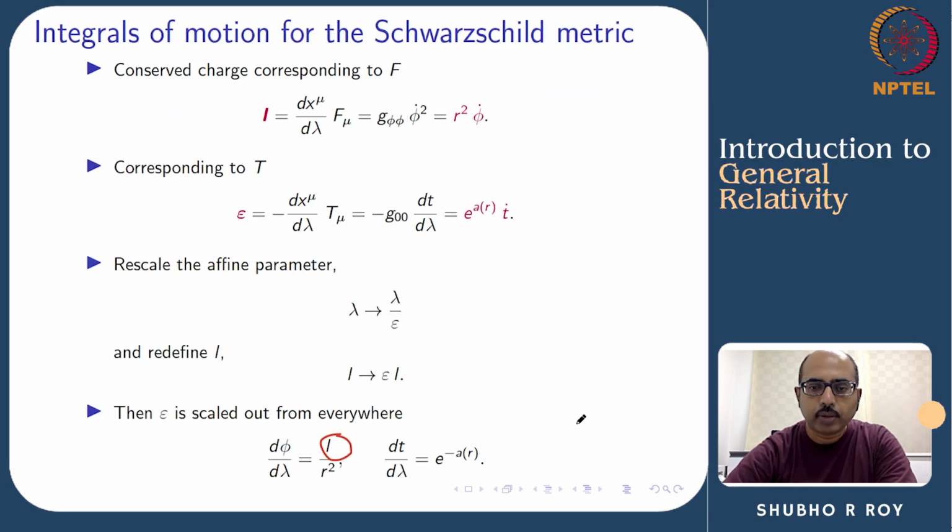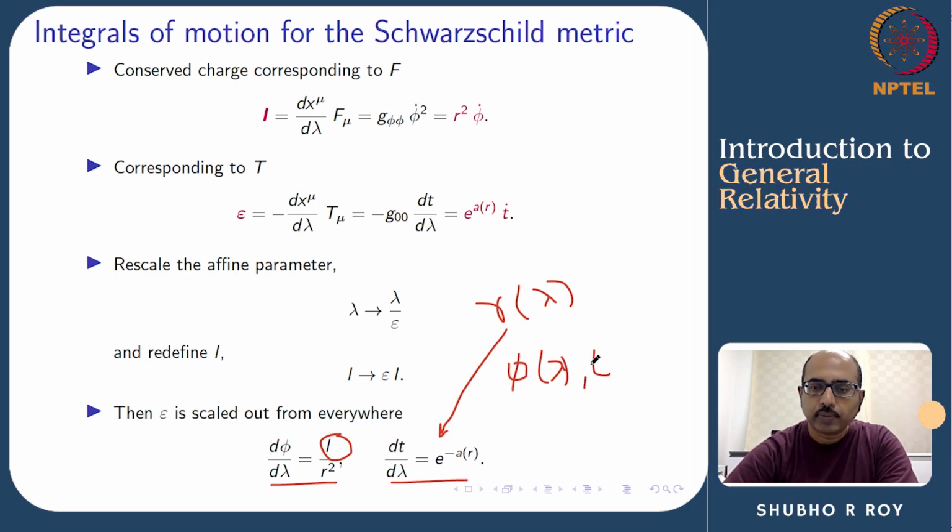Okay, so before I go to the next slide, I would like to remind you that these equations are first order ordinary differential equations and can be readily integrated provided we know R as a function of lambda. If R as a function of lambda is known, these equations can be solved to give you phi as a function of lambda, and the second equation can be integrated to give you T as a function of lambda. That would in principle determine the trajectory of the geodesic.